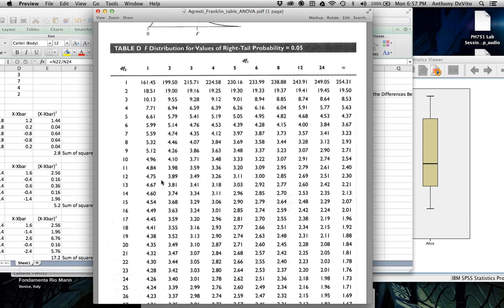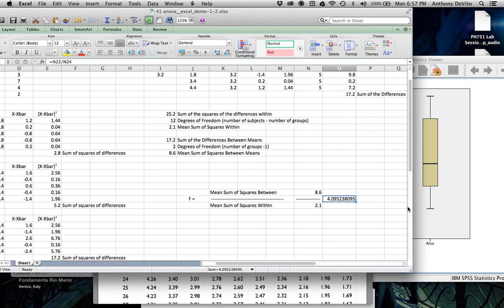So what's the critical value of F that we have to exceed to reject the null hypothesis? And do we? Yes, we do. So what do we do? We reject the null hypothesis and we accept the alternative hypothesis.